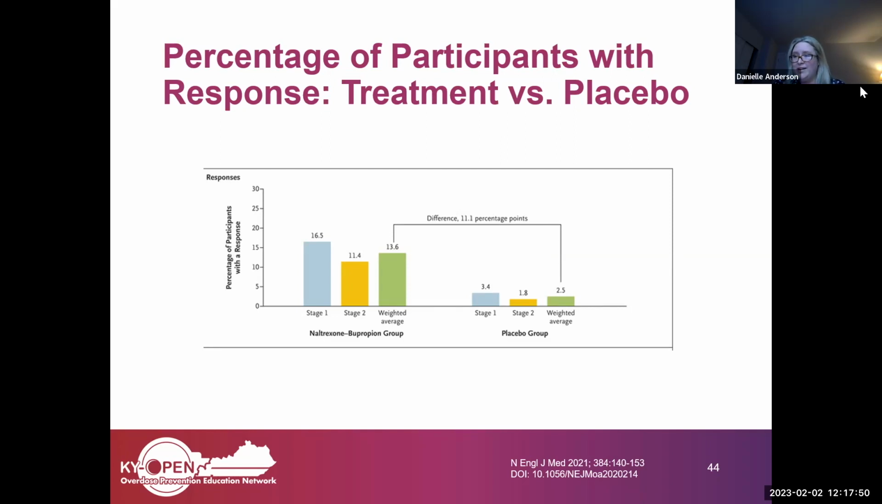And after weighing and combining the percentage of responses across the stages, the overall weighted response was that of those patients who received naltrexone and bupropion, 13% were able to maintain abstinence across those drug screens, while of those who received placebo, only 2.5%. So there was a modest benefit.